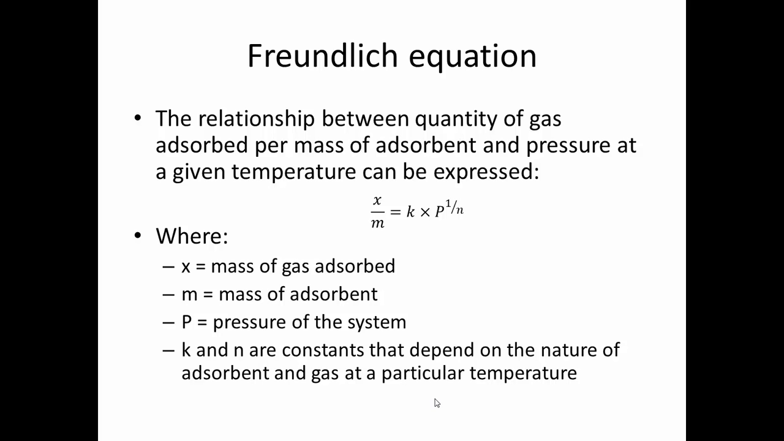The most common of isotherms is the Freundlich isotherm. It gives us the relationship between the quantity of gas adsorbed per mass of adsorbent and the pressure at a given temperature, and it can be expressed using this Freundlich equation, where we have X over M equals K, some constant, multiplied by P, our pressure, to the 1 over N. And again, N is another constant. K and N both depend on the nature of the adsorbent, first of all, and the gas or solute at a given temperature. And so we can find those things.